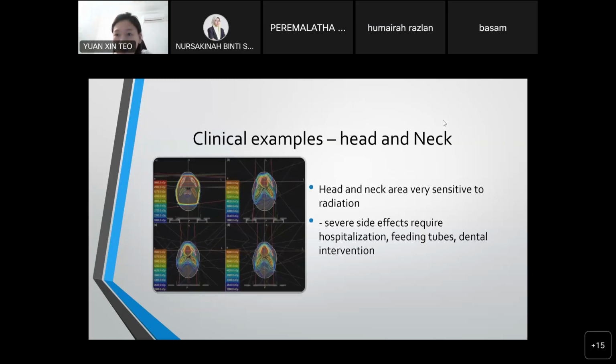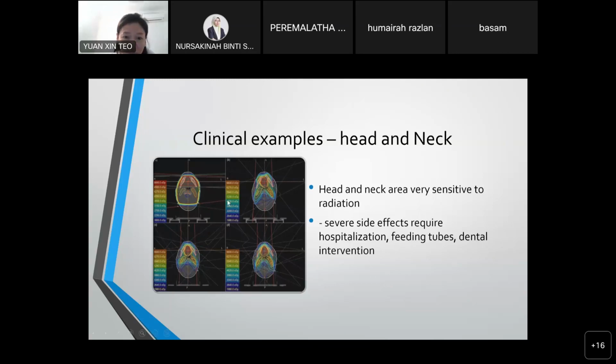Then for clinical examples, head and neck cases. Okay, head and neck cases, we have CA tongue, CA nasopharynx, tonsils, larynx. This kind of head and neck cancer is very sensitive to radiation. For head and neck cases, there will be a lot of organs at risk. So we need to protect all these organs at risk by using IMRT.